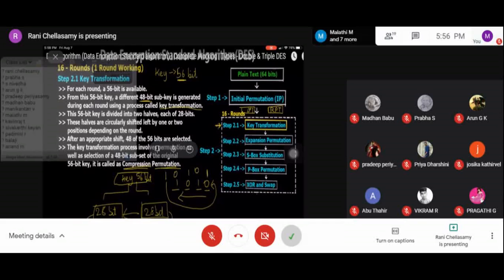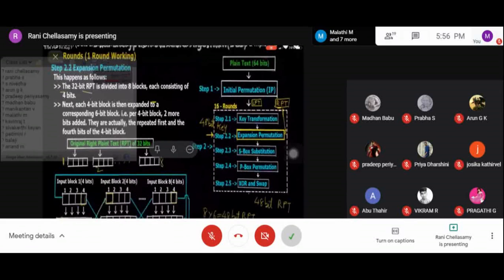The next step, 2.2, is expansion permutation. What is the result of the key transformation? The 56-bit key is compressed into 48 bits, so 48 bits is the output of the key transformation. That will be given as input for the expansion permutation process. Here we are now going to look at the RPT.